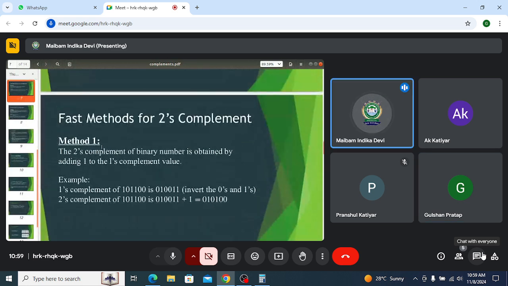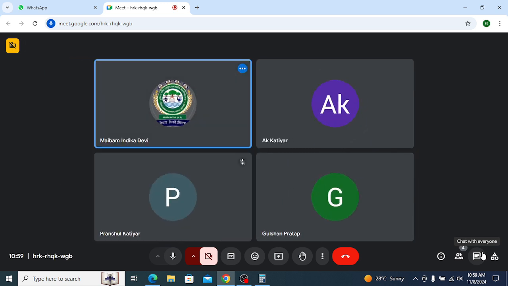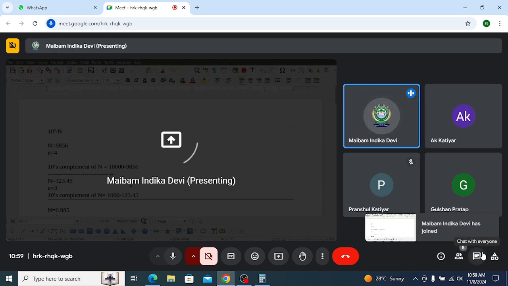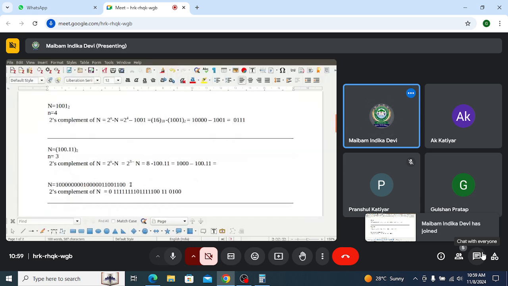Yeah, the first one. See here, the 2's complement of a binary number is obtained by adding 1 to the 1's complement value. Right? So you can find 2's complement of a number by using 1's complement also. Clear? So suppose, let's say, the question in the previous question, 2's complement.